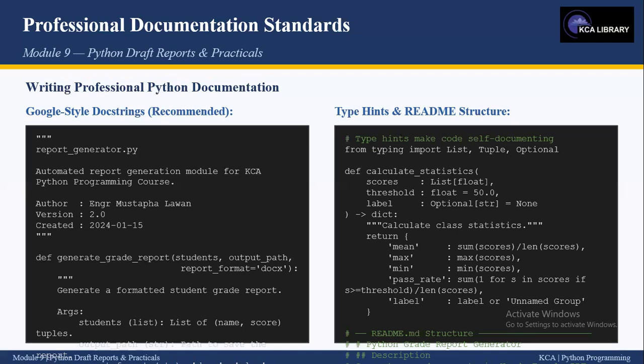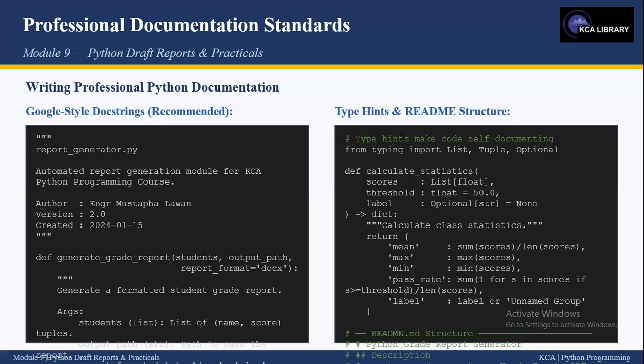In the second example, type hints and README. The type hints make function signatures self-documenting by explicitly stating the expected type of each parameter and the return type. In the example below, scores is typed as a list of floats, threshold as a float with a default of 50.0, and label as an optional string. The return type is dictionary. This allows code editors and tools to catch type errors before the program runs.